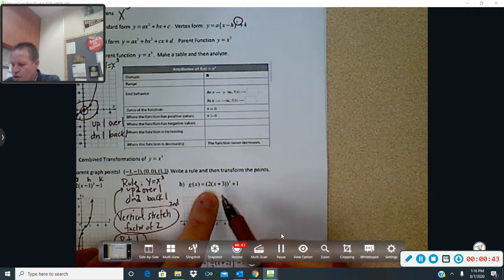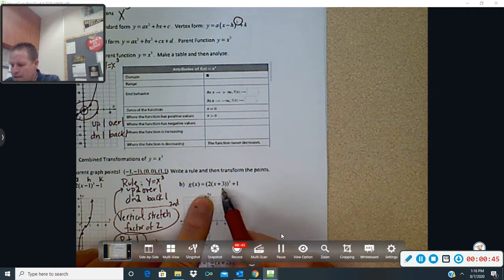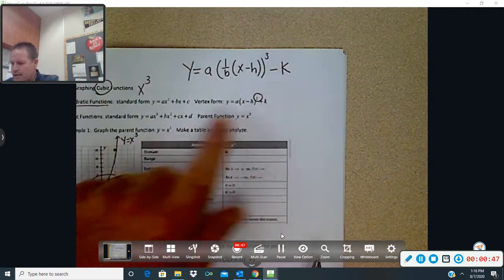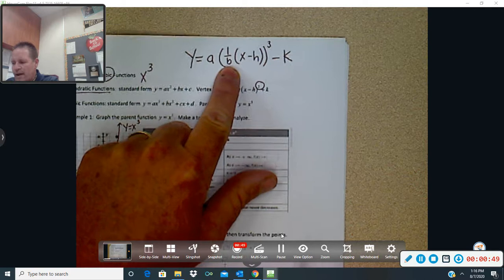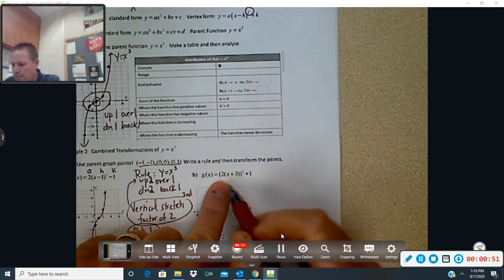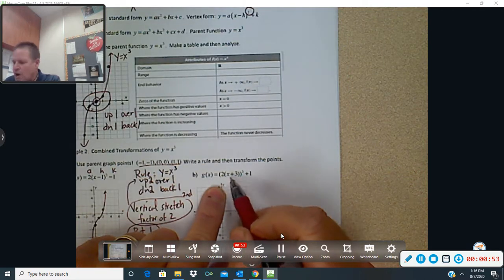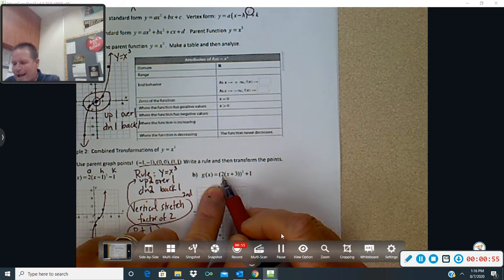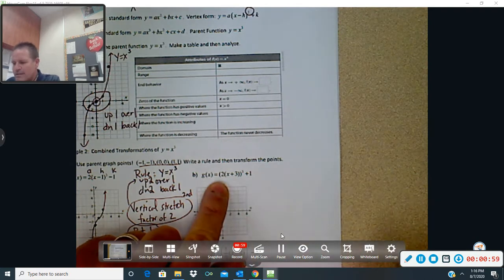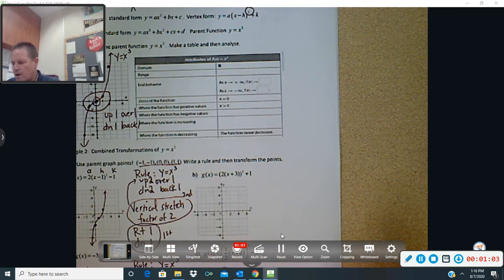All right, so here we go. So we've got a 2 inside parentheses in front of some parentheses. That's your 1 over b value, okay? Now, remember, these act opposite. So I would have thought this was a stretch. No, it's the opposite. It's a compression. It's a factor of a half. It's a reciprocal of this in here. All right, so let's come back to that.